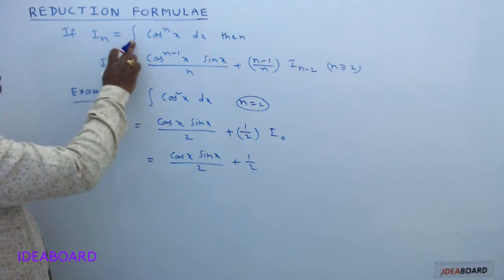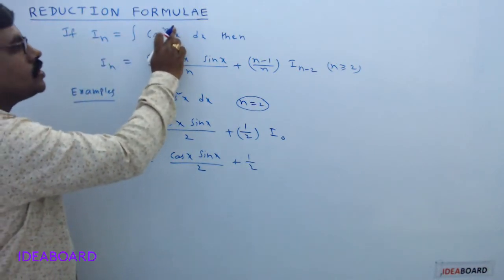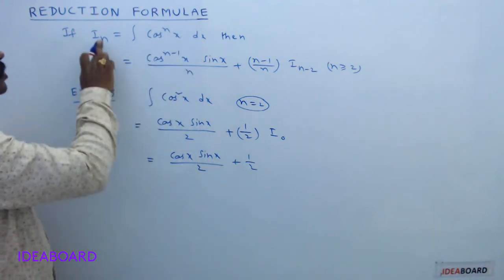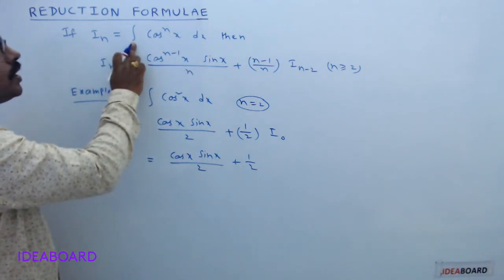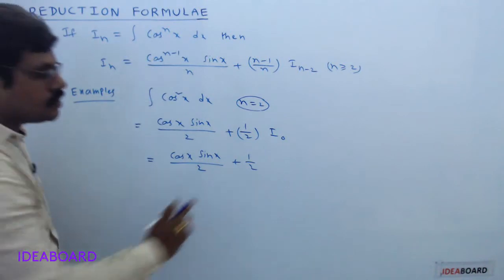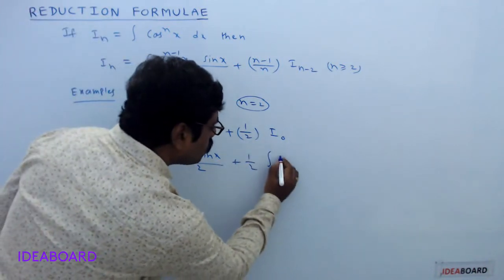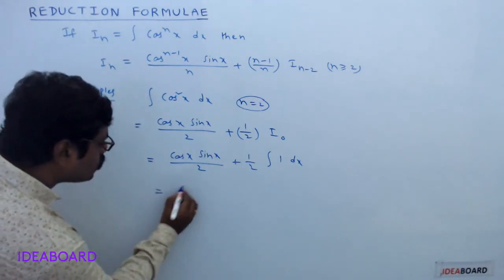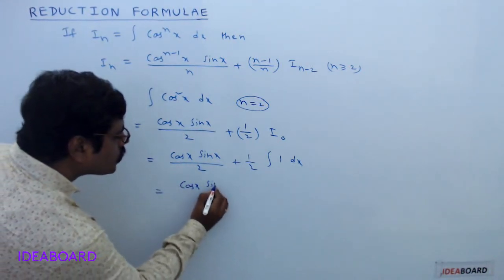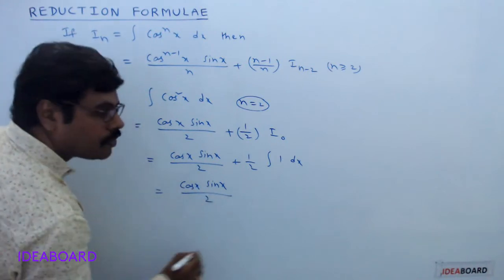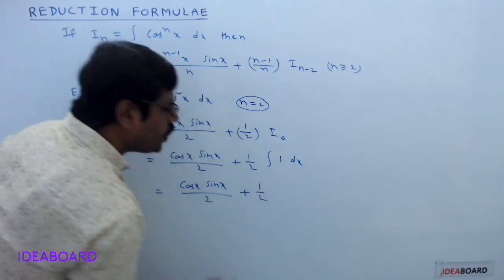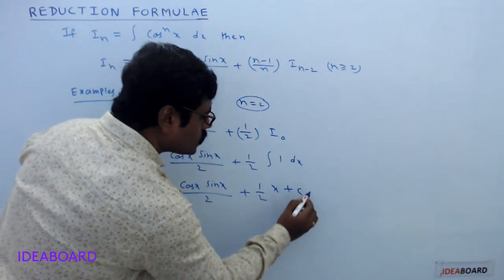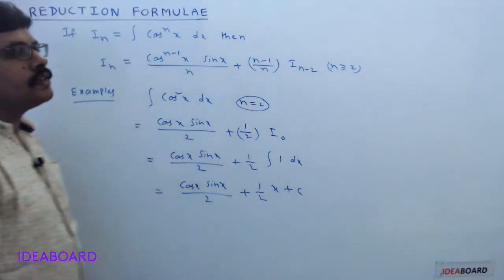I0 equals integral cos power 0 x dx. So this value will be 1. So I0 equals integral 1 dx. So in place of I0, you can write down integral 1 dx. So this equals cos x into sin x divided by 2 plus 1 by 2 into integral 1 dx, which is x, plus a constant c. That's it.